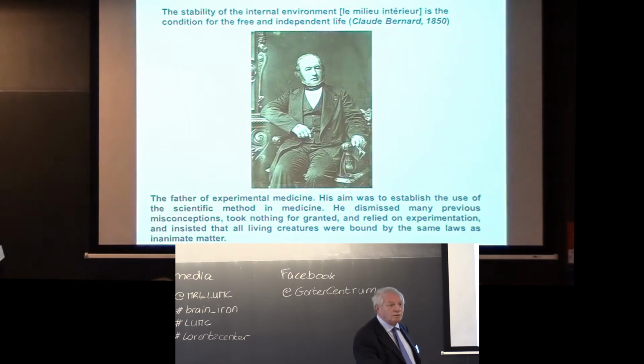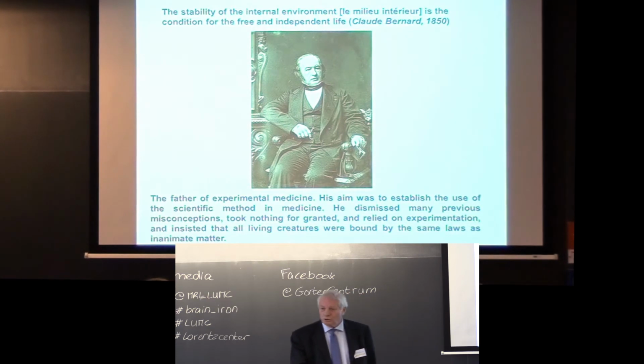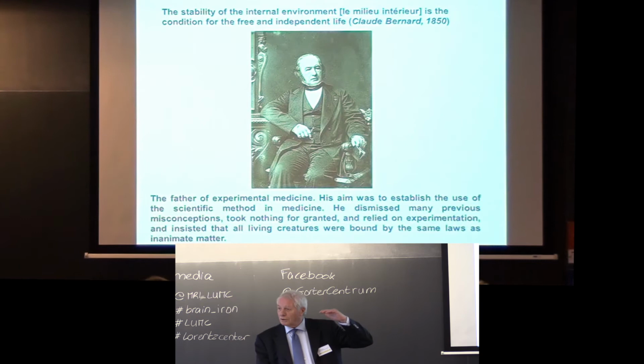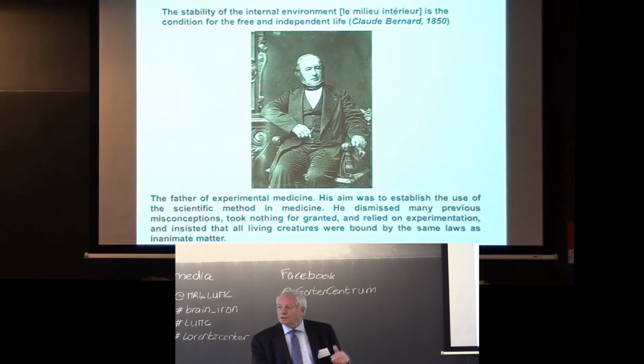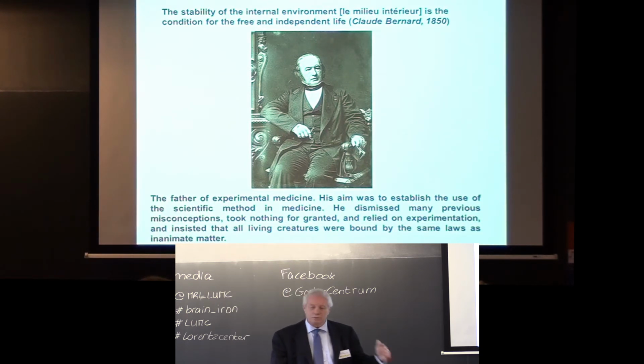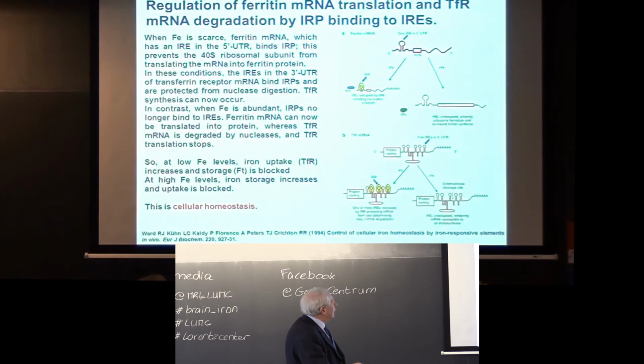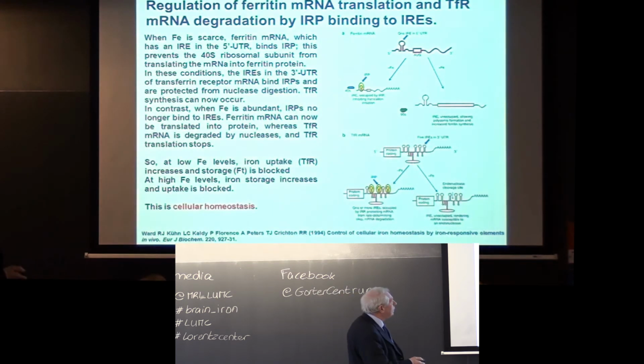We had to maintain our internal medium at a constant level. And that means maintaining the level of iron within cells and within the whole organism at a level which is adequate, but not over the limit to be toxic, or not too little to be deficient. This is done at the cellular level by a very clever system of proteins that are called iron regulatory proteins.